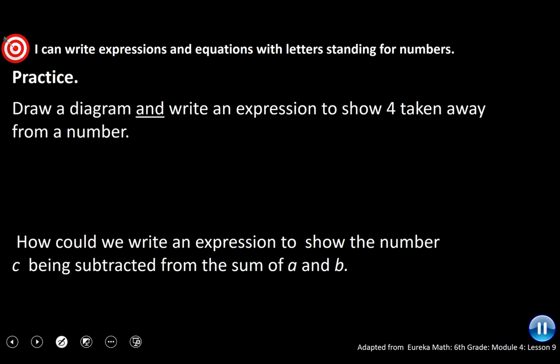All right, so now it's your turn. I'm going to have you draw a diagram and write an expression to show 4 taken away from a number. And then after that, how could we write an expression to show the number C being subtracted from the sum of A and B? So this is a couple different steps. So make sure you're paying attention to those different parts there. All right, go ahead and pause the video now to answer these and then play it once you have finished.